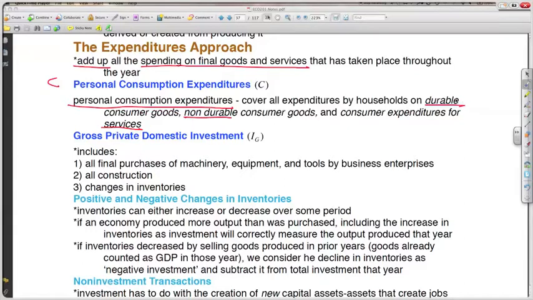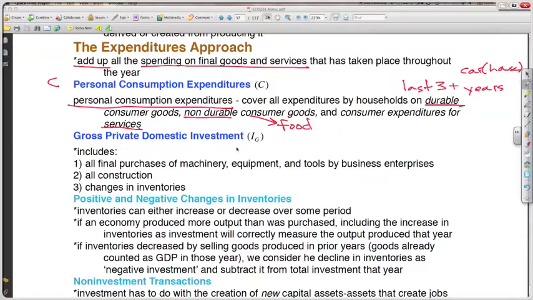You guys should remember that durable goods are 3+ years that they can be used. So they last 3 or more years. An example like this would be a car or a house. Non-durable goods would be something like food, things that last less than 3 years. So remember, personal consumption is all of the money that individuals within the society spend on final goods and services.